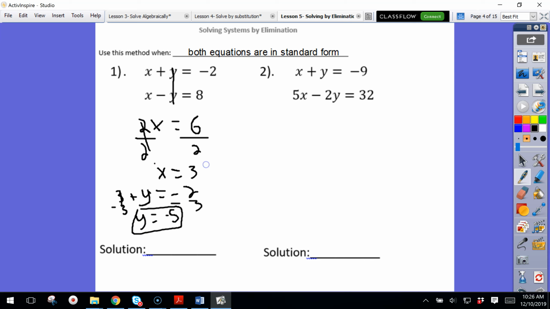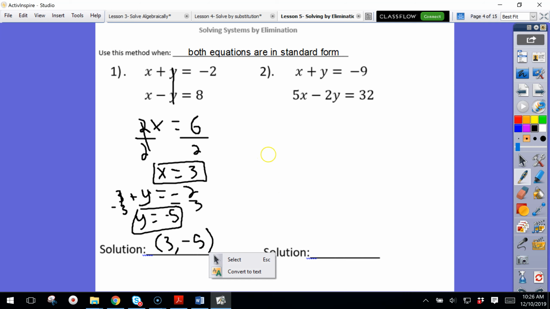If you plug in 3 to the second equation, you should get the same exact number. So 3 minus y equals 8. Subtract 3. Again, you get negative y equals 5. So y should also equal negative 5, and it works out. So my solution to this would be 3, negative 5.